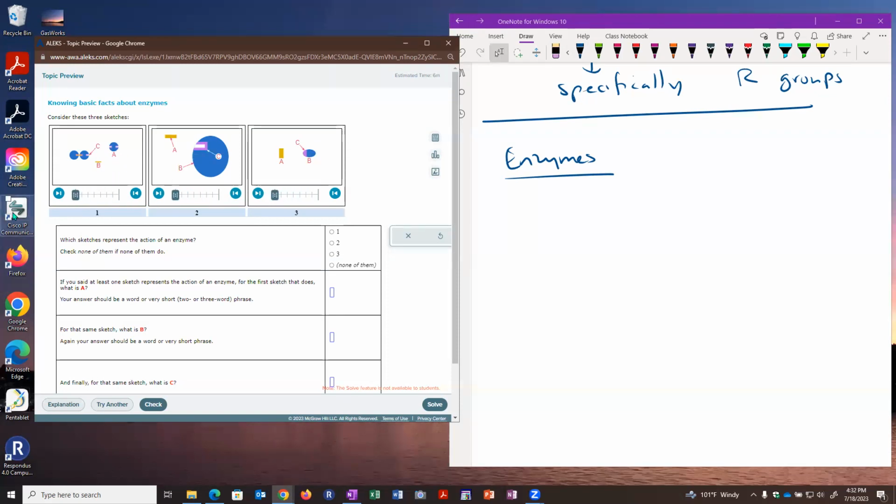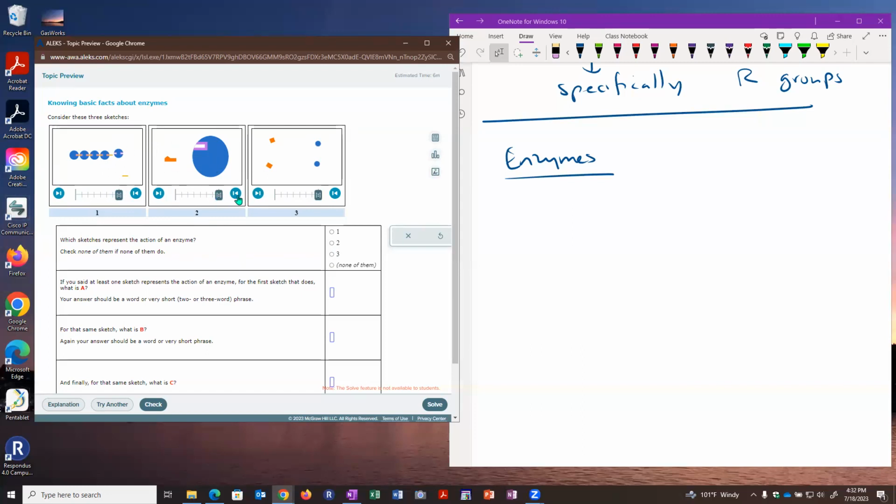So the key thing here is that if you start off with an enzyme, at the end of the reaction, you still have the same enzyme, right? So it should be there at the end. So the question is, do any of these sketches represent the action of an enzyme? We would need to play our videos to see whether at the end of the video we still have the same molecule that we started off with. All right, and there's only one of these that does, and that's number 2.